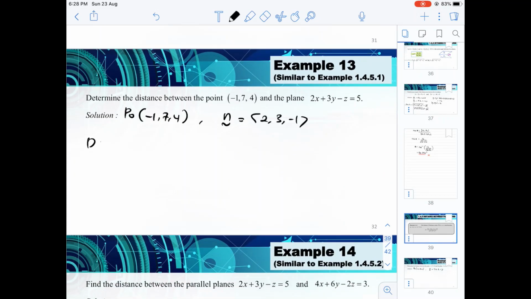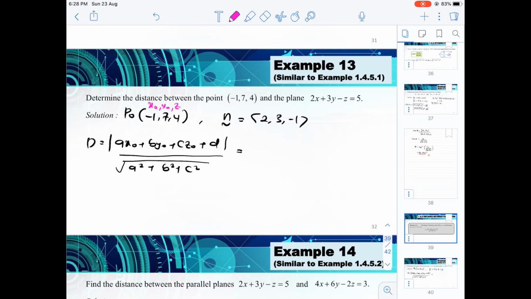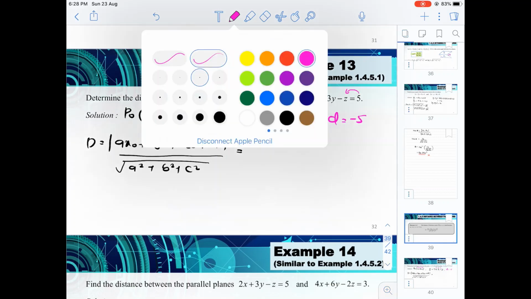The formula is distance equals the modulus of ax naught plus by naught plus cz naught plus d, divided by the square root of a squared plus b squared plus c squared. In this example, this is our x naught, y naught and z naught, and this is a, b and c. Just substitute into the formula. Oh, before I forget, d in this case is negative 5 because we change the position here.